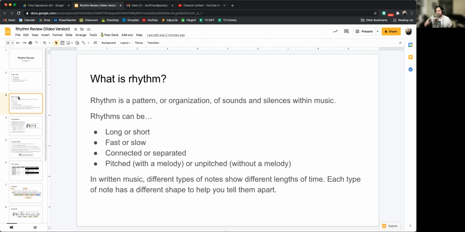In written music, different types of notes show different lengths of time. Each type of note has a different shape to help you tell them apart.